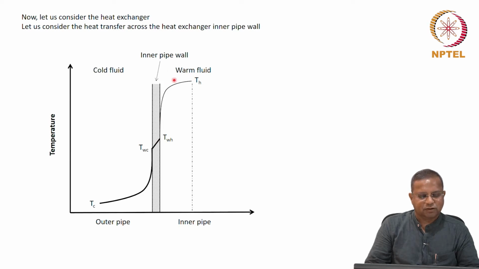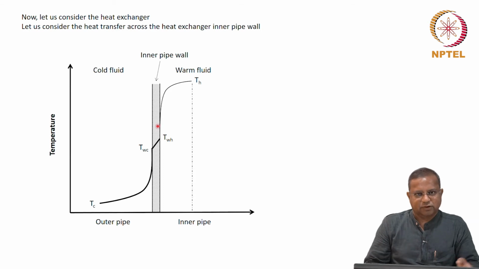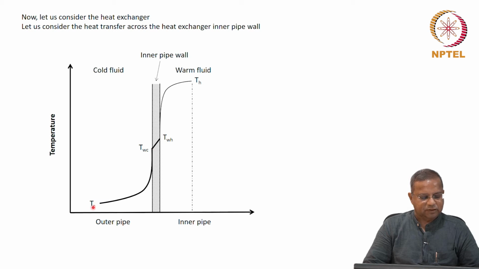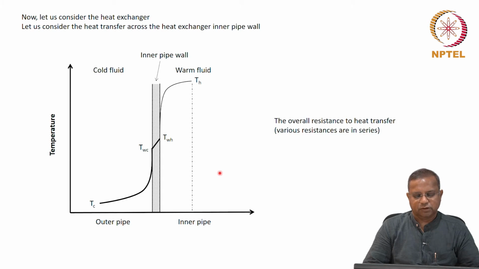It goes from somewhere close to Th to Twh, and there is conduction across the solid inner pipe wall, which takes it from Twh to Twc. There is another film here. Both are flowing fluids, maybe in opposite directions. So Twc, and Tc is the bulk temperature of the cold fluid. The overall resistance to heat transfer is the sum of the various resistances which are in series.